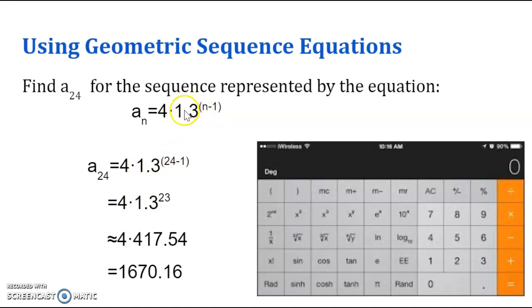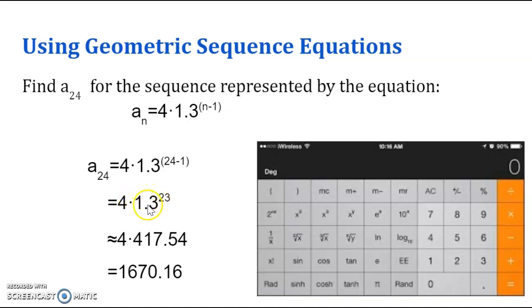1.3 is the common ratio, and we're looking for the 24th term, so the exponent is n minus 1. Alright, so then 4 is the first term, isn't it? Okay, so that means 4 is the first term, 1.3 is the common ratio, and n minus 1 is the exponent that we're raising by. So it comes down to 4 times 1.3 to the power of 23.